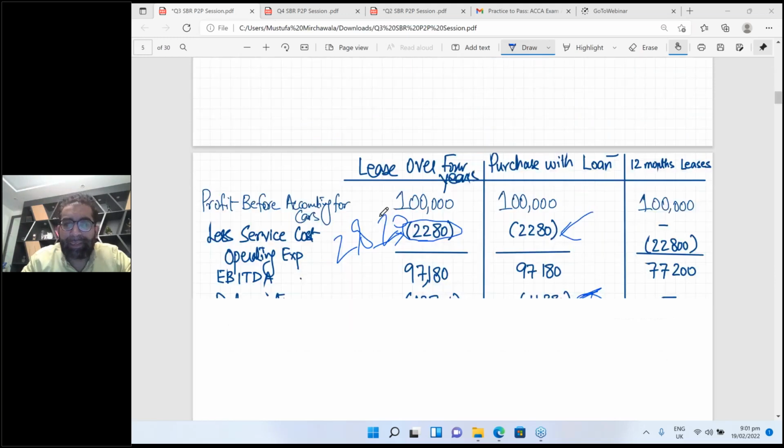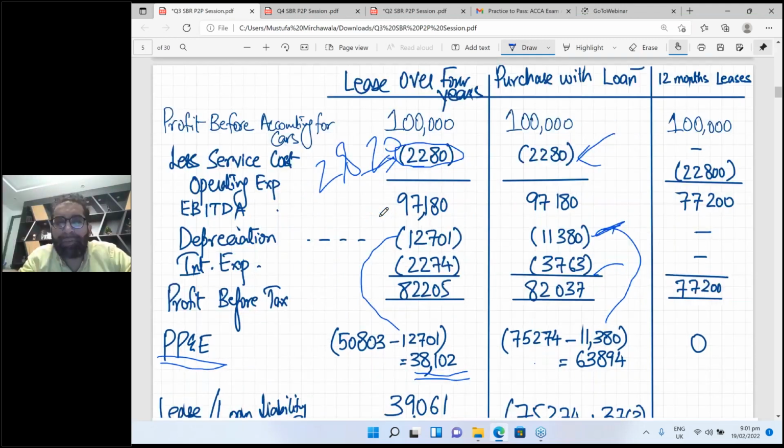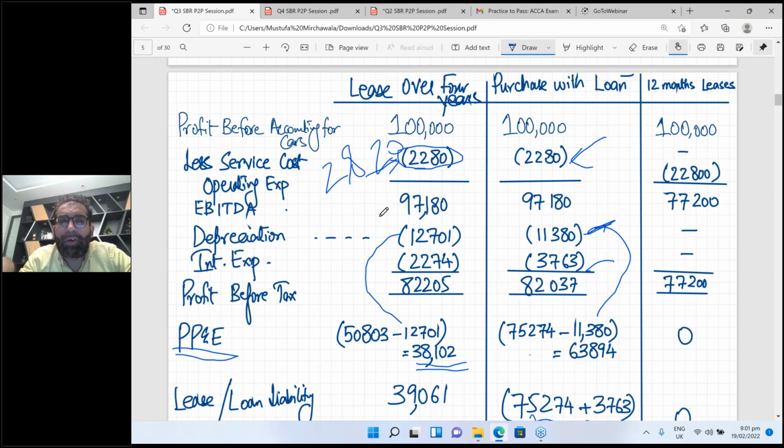See, in the third column, please student, look here. Profit before accounting for all cars was 100,000, and you have to deduct it simply in one shot. It's an operating expense. Now you have only operating expense, no depreciation, no interest, nothing. So in one shot you deduct 22,800. So your EBITDA is 77,200.